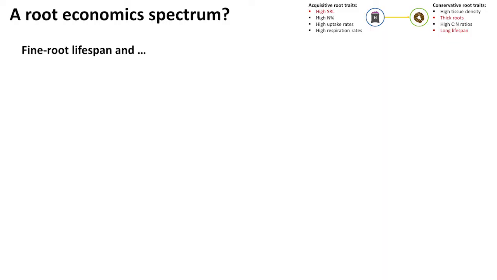So before I'm going to show you some of our results, I briefly want to point out, for those that are not so familiar with the root economic spectrum or root functional traits, that at each of the following slides you find our hypothesis on the top right. So you find this acquisitive root trait syndrome and all the functional traits that are associated with this strategy, and a conservative root trait syndrome as well. The root traits that I'm addressing in the specific slides are marked in red, and obviously root traits that belong to the same trait syndrome are expected to be positively correlated, and those that belong to opposite trait syndromes are expected to be negatively correlated.